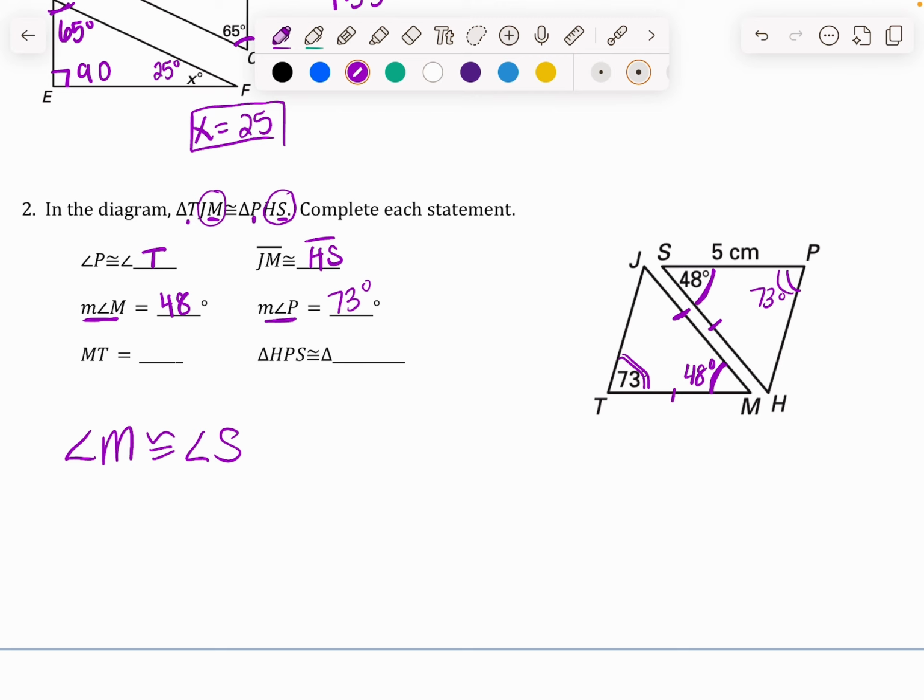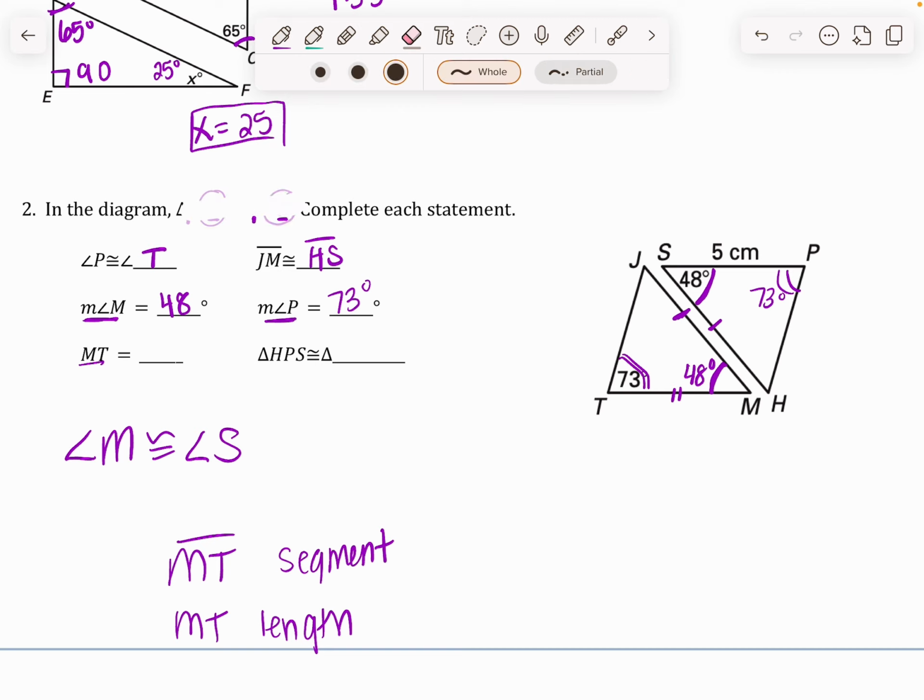And then I have MT here, and remember, with the line over it, that's referring to the segment. And if I just put MT without the line, that is asking you to find the length of that segment. So that's a little bit of review of our vocab. So I'm looking for the length of this segment. Looking back to our statement up here, MT is the first and last letter. So the first and last letter here would be P and S, or if we want to put it in the same order, it would be S and P. And I want the measurement, and that is 5 centimeters right here.